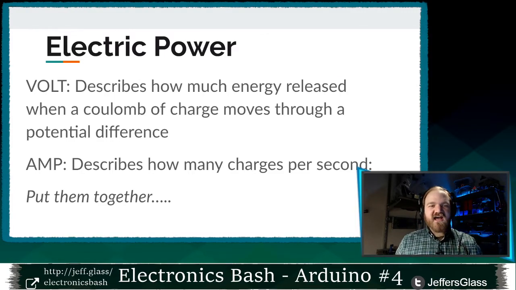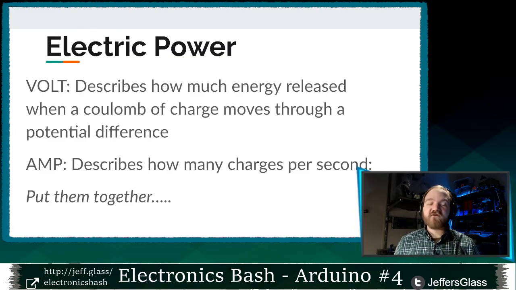So we have two concepts already, right? We have volts and amps. The volts describe how much energy is released when a little packet of charge moves through a potential difference caused by an electric field. We have this concept of an amp, which describes how many charges are flowing past us per second.